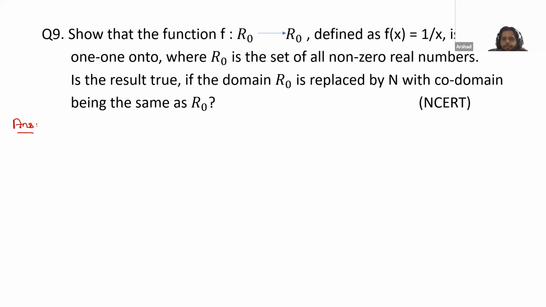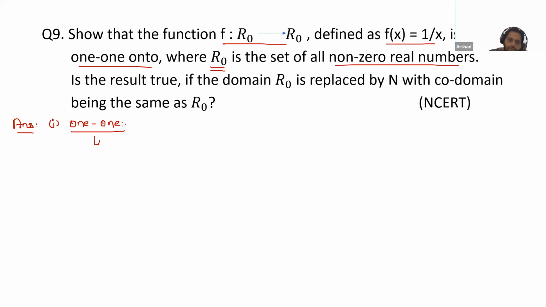Please check here. So what's the question? Show that this function defined by f(x) = 1/x is one-one and onto, where R naught is the set of all non-zero real numbers. And today we will start the new chapter also, differentiation. Rifat, I guess in your exam, the differentiation is coming. Yes. Okay. So first we will check one-one. I hope you can do this question on your own.